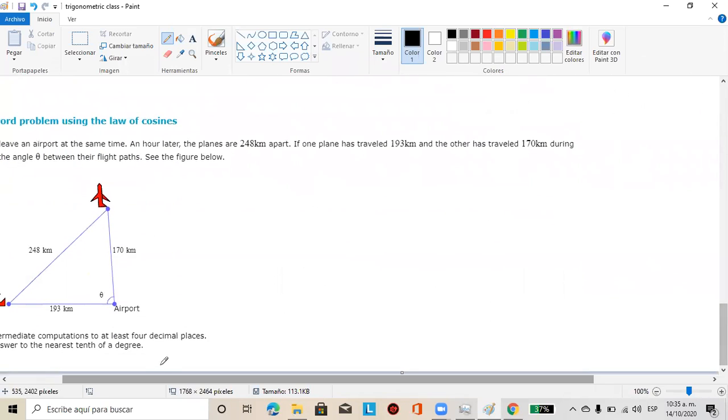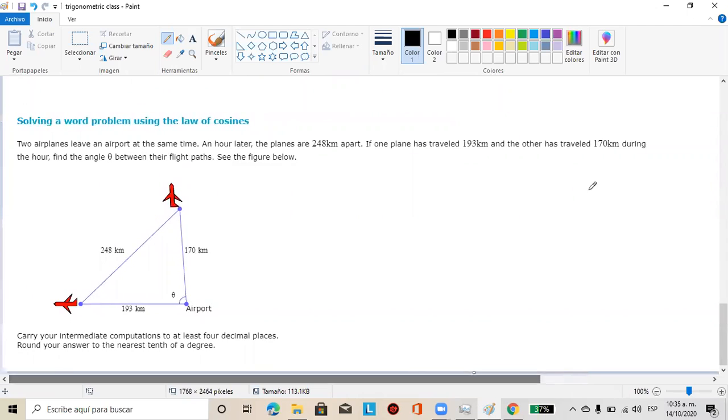So now the last kind of problem that you will see in your exam will be this. Let's solve a problem using the law of cosines. We have that two airplanes leave an airport at the same time. An hour later, the planes are 248 kilometers apart. So this is the distance between them.